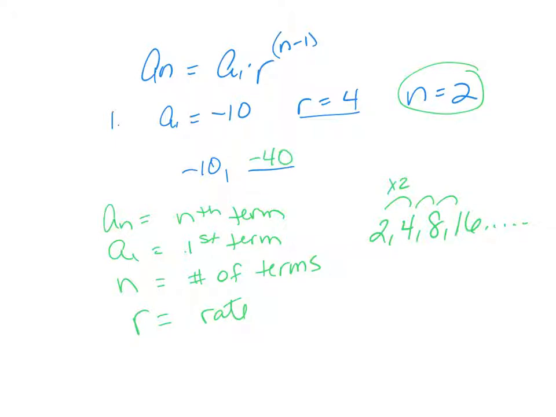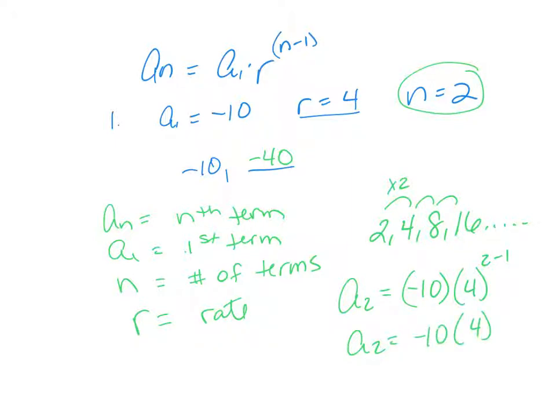Now let's do it with the formula. They want a2 equals a1, which is -10, and put it in its own parentheses, times 4 to the 2 minus 1. So that's a2 equals -10 times 4 to the 1, which is -40. So either way, you would have gotten -40.